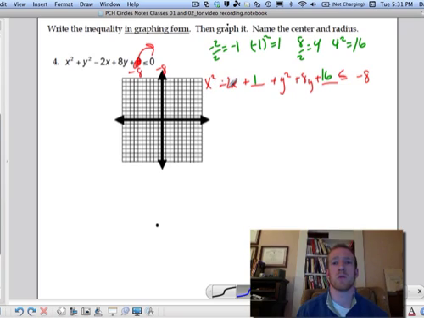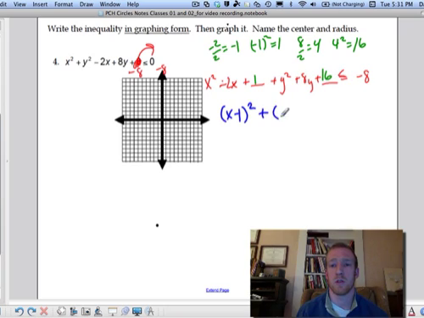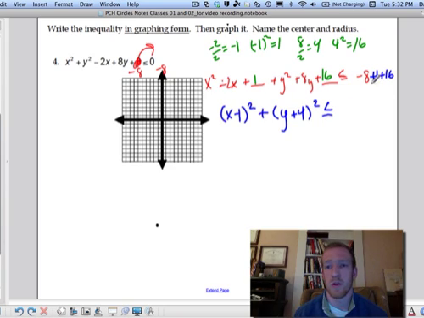So x squared minus 2x plus 1 factors to (x minus 1) squared. y squared plus 8y plus 16 factors to (y plus 4) squared, and that's all less than or equal to, oh, I almost forgot, since I added a 1 here and I added a 16 here, I got to add a 1 and a 16 on the other side. Make sure you do that step at the same time. My bad. But there it is. So negative 8 plus 1 plus 16 is going to be a 9.